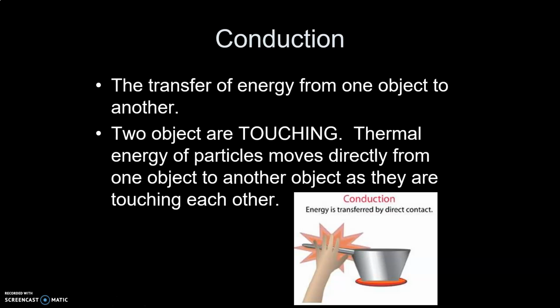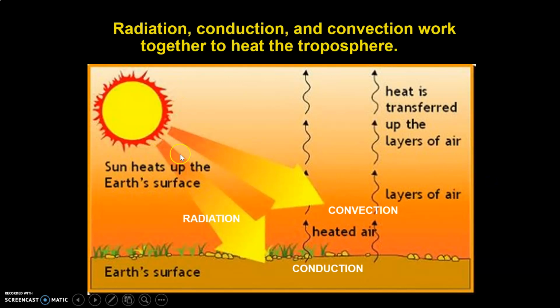Conduction is the transfer of energy from one object to another, but both objects are touching. Thermal energy of particles move directly from one object to another that they physically touch and come in contact with. So, going back to my metal pot, if you're cooking on the stove, you touch the pan or the boiler, you come in contact, you get burned. That is conduction, direct contact. You are curling your hair and you accidentally burn your skin because you touch the curling iron to your face. Conduction.